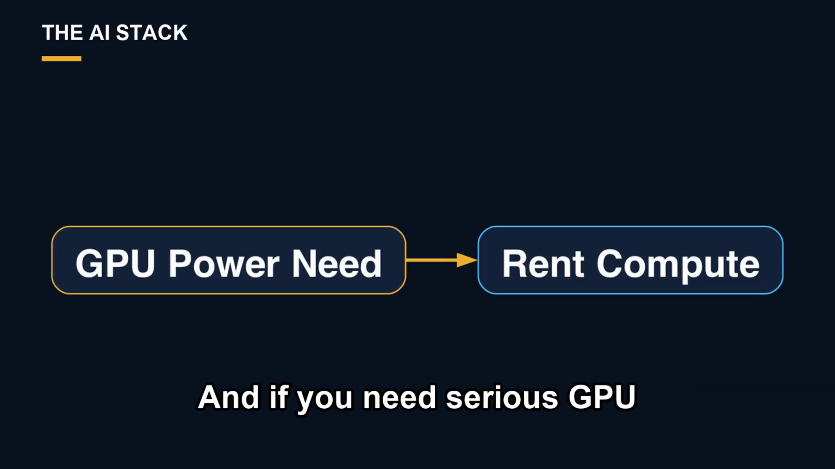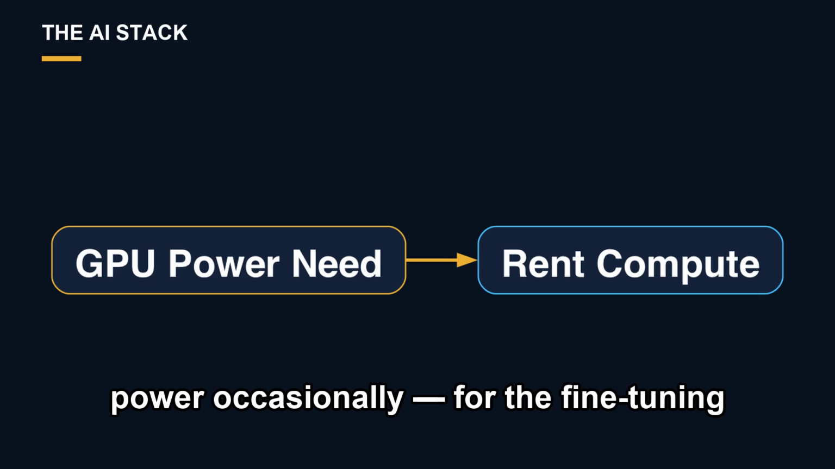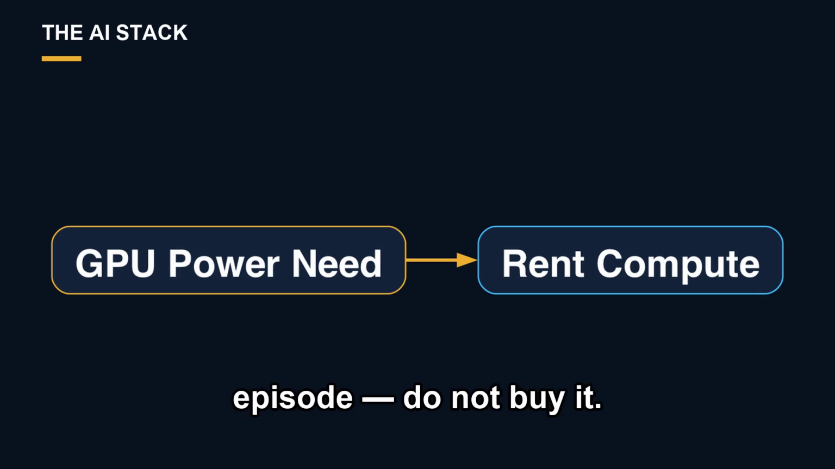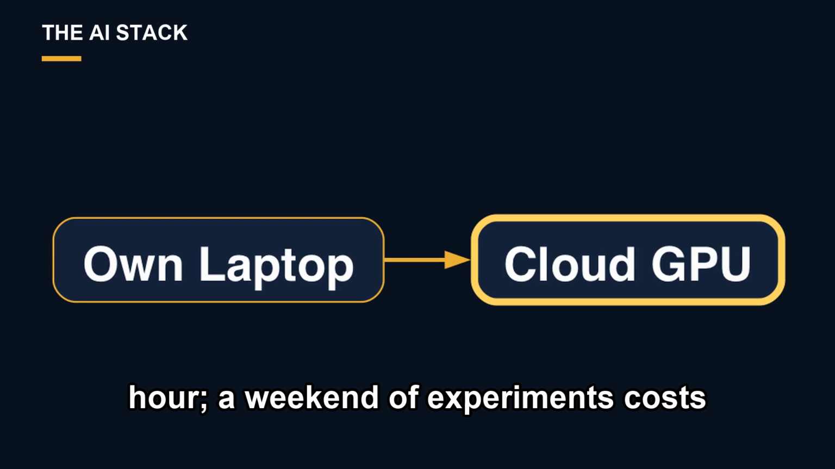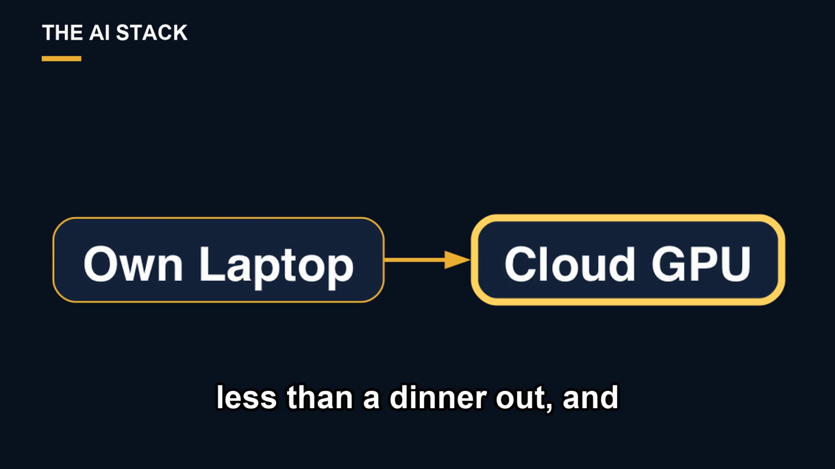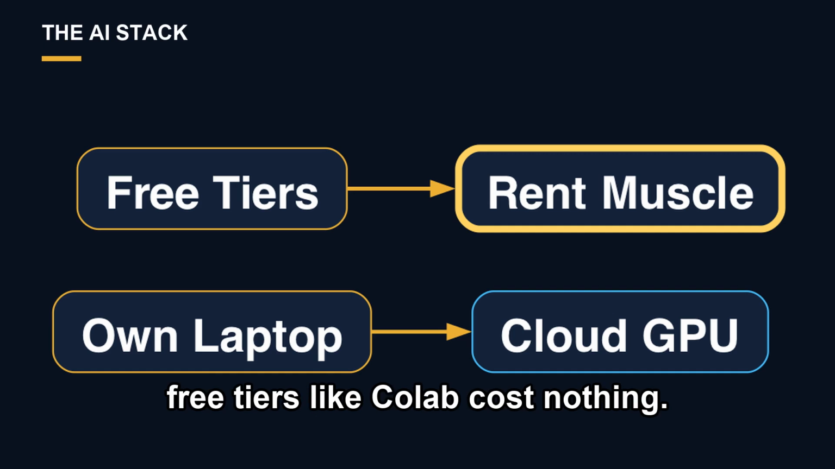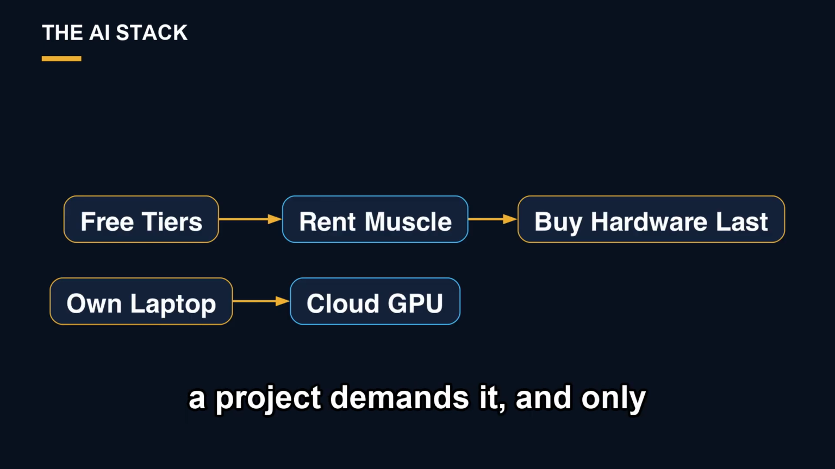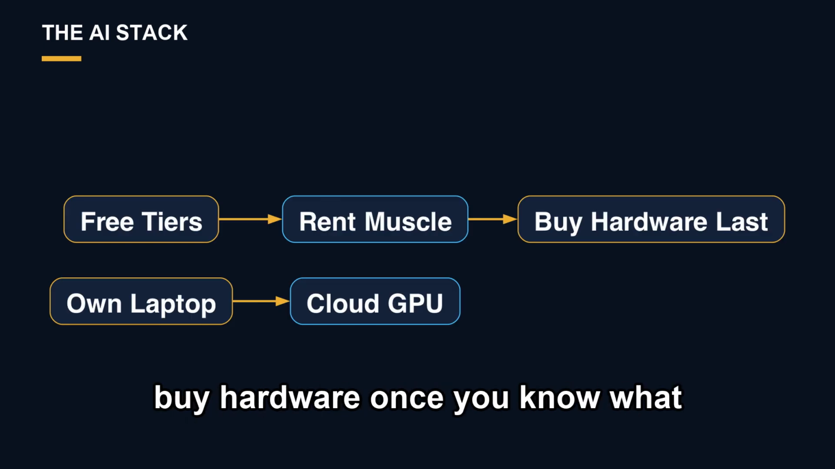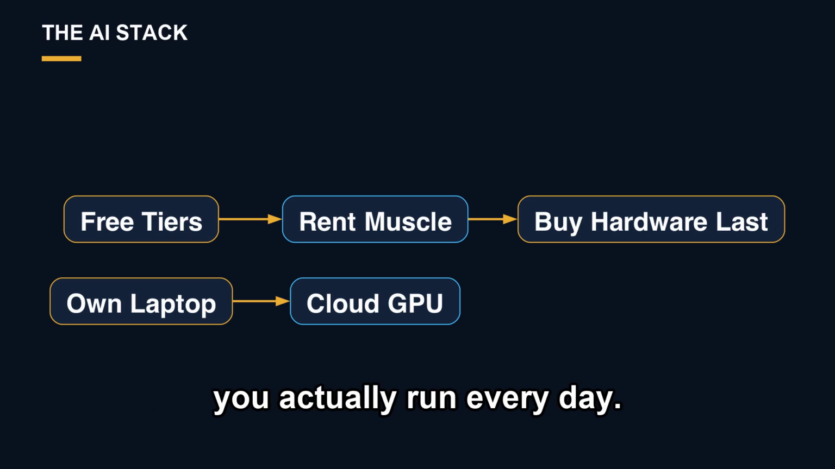And if you need serious GPU power occasionally, for the fine-tuning we will do in a later episode, do not buy it. Rent it. Cloud GPU services charge by the hour. A weekend of experiments costs less than a dinner out, and free tiers like Colab cost nothing. The rule: start with the laptop you own, rent the muscle when a project demands it, and only buy hardware once you know what you actually run every day.